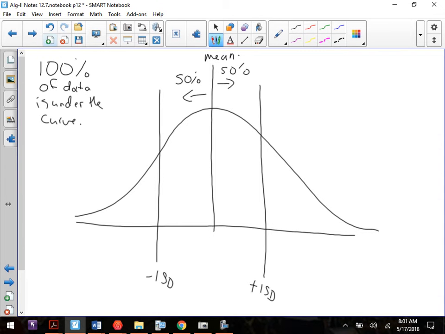So you get 68%. 68% of all data is within one standard deviation of the mean. 68% of the data. Anything that's normed, that's the idea. Once you know that you have normed data, that's the idea.